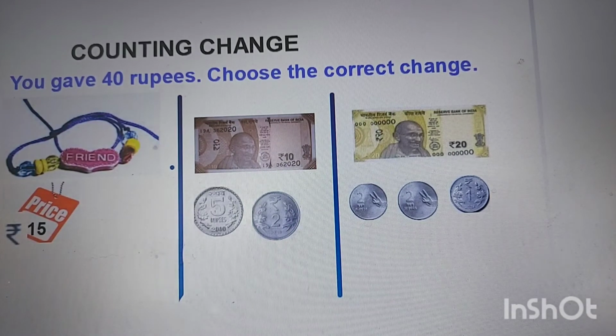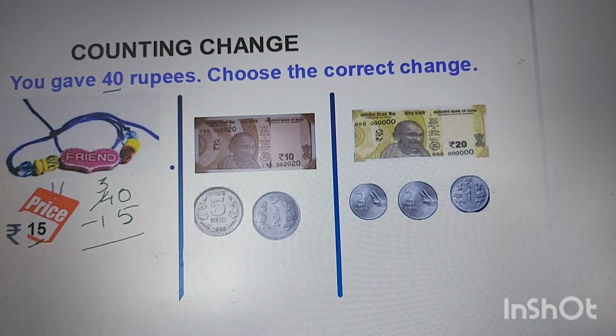Now see the third question given here. You gave 40 rupees and the cost of the item is 15 rupees. So let's subtract first of all. So 40 minus 15, 0 minus 5 not possible. Let's borrow from 4. 4 becomes 3. Write here 1. Read the number as 10. Minus 5 is 5. 3 minus 1 is 2. So rupees 25 you should get back.